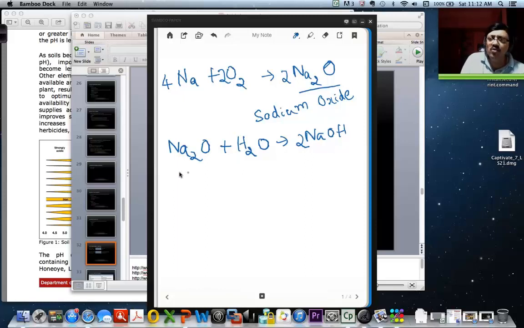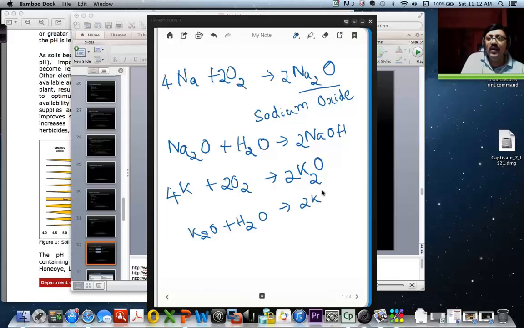Same thing I can do with potassium too. I can burn potassium. Potassium also will burn in oxygen like sodium, and it produces potassium oxide. In fact, it's K2O, and this reaction is exactly the same. I put 4, 2, right? And then I can take this K2O plus H2O, which produces 2KOH. Same thing. So I can take the metal, burn it in oxygen, produce the oxide, dissolve that in water, and produce a base. So that is one way of preparing a base. So you can see sodium hydroxide and potassium hydroxide both can be prepared that way, right?